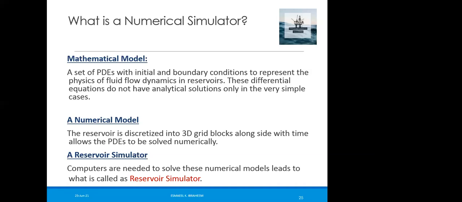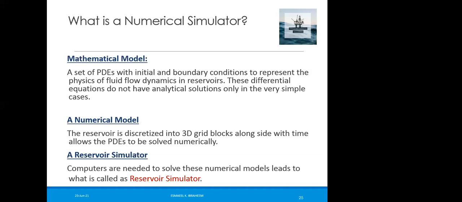Then the numerical model: the reservoir is discretized into three-dimensional grid blocks alongside time, which allows the PDEs to be solved numerically. PDEs and these are the known factors of the wells and of the operations going on down there. Then you have a reservoir simulator. Computers are needed to solve these numerical models, which leads to what are called reservoir simulators.